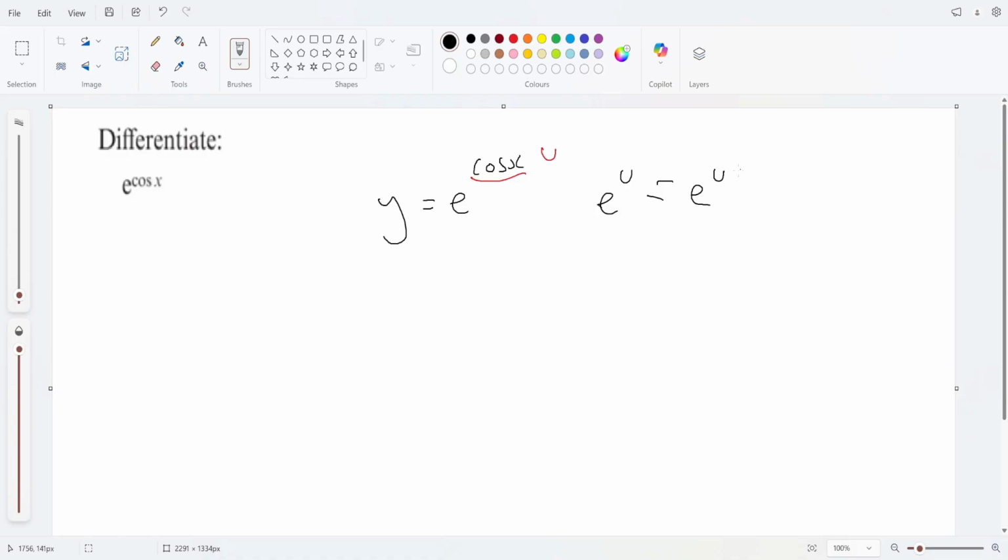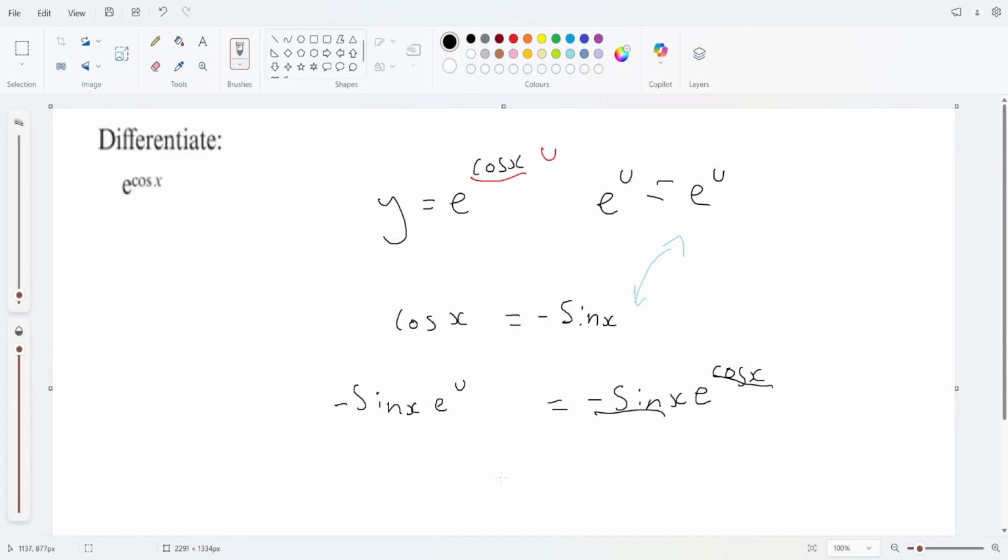So then we have to differentiate the u part, which is the cos x, and if you differentiate cos x, that becomes minus sine x, right? Then if you just multiply these parts together, you end up with minus sine x e to the u, right? But e to the u is e to the cos x, so that's just equal to minus sine x e to the cos x. All you do with e to the x is you just differentiate the power of it and then add it to the front. That's literally it.